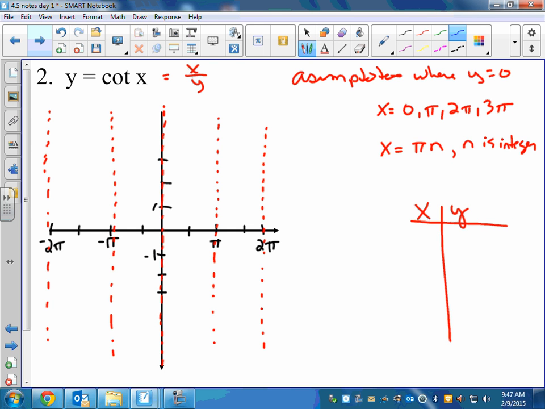If we pick halfway in between the first two asymptotes, halfway in between 0 and pi gives me what? Pi halves. And if I do cotangent of pi halves, that's going to be 0 over 1, which means halfway in between your asymptotes is still a 0, which is awesome. Halfway in between is a 0. I'm going to go halfway in between all of these. These are all zeros.